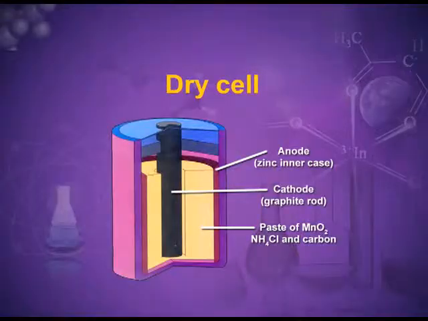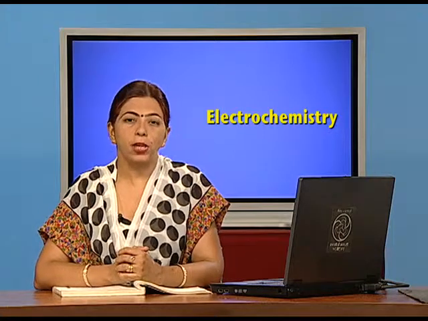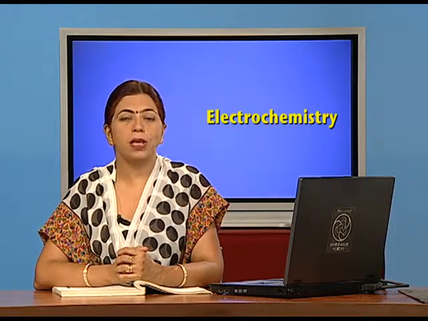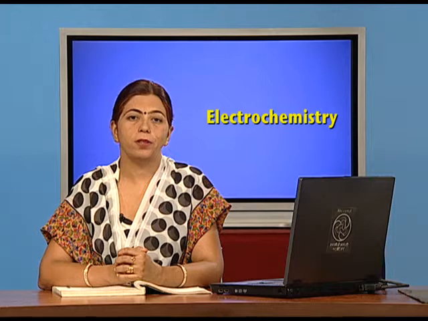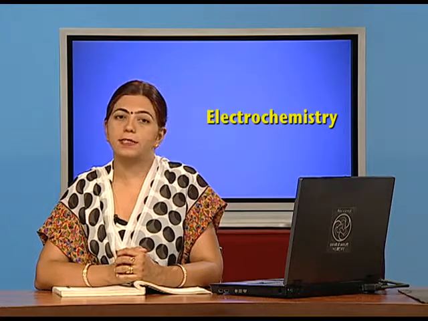Dry cell. It is a primary battery or a primary cell. In the dry cell, there is a zinc container that acts as an anode. The cathode is made up of a graphite rod surrounded by manganese dioxide. The electrolyte is the paste of ammonium chloride and manganese dioxide. The zinc acts as anode.